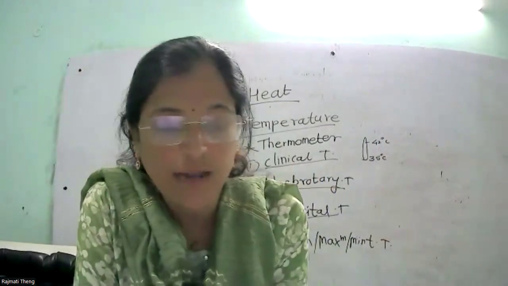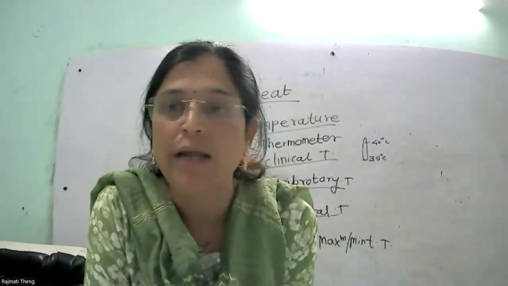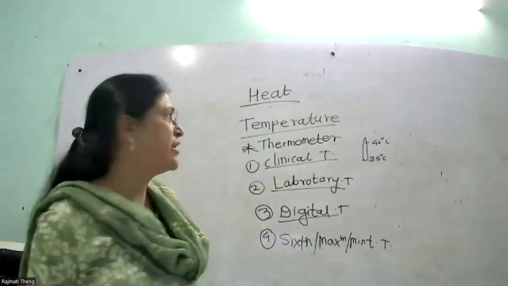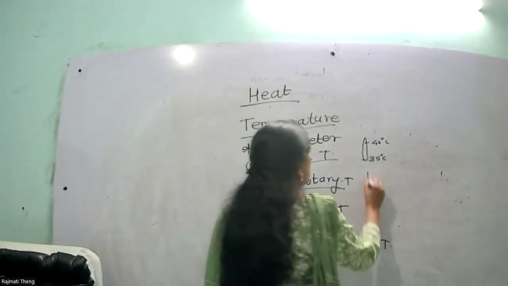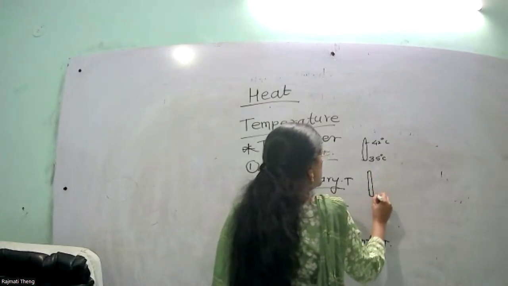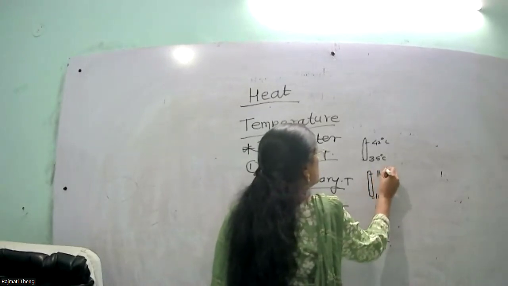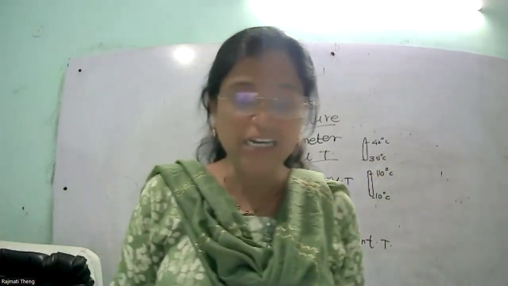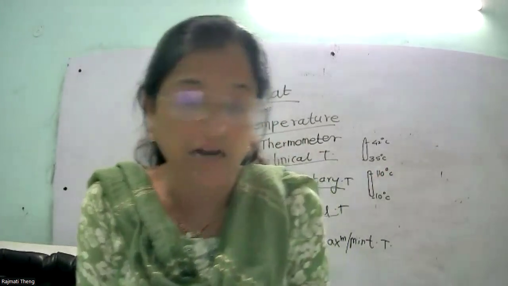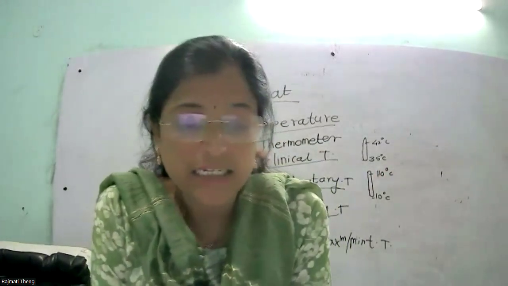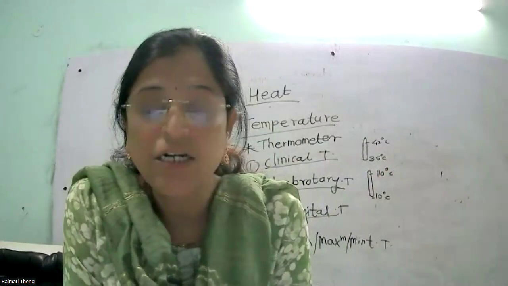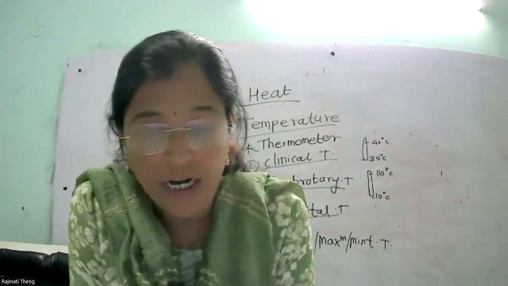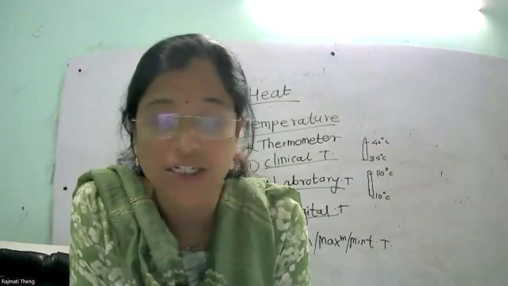Now next one, laboratory thermometer, minus 10 degree to 110 degree Celsius. Laboratory thermometers are used in the laboratory, minus 10 degree Celsius to 110 डिग्री सेल्सियस. -10 डिग्री से स्टार्ट होके 110. It is used in the science laboratory to measure the temperature of different liquids, different substances.